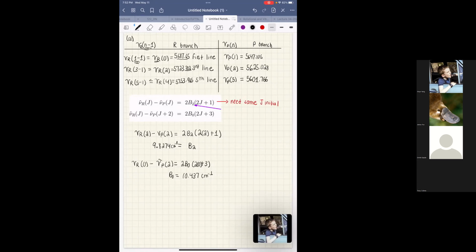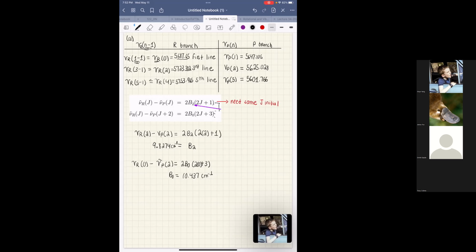Yes. Okay, so for the P branch, it's easier, because the first line of the P branch is literally just the J value. So the first line of the P branch is J equals 1, and the second line will be J equals 2. Okay, so after finding that, you're going to use these two equations here.